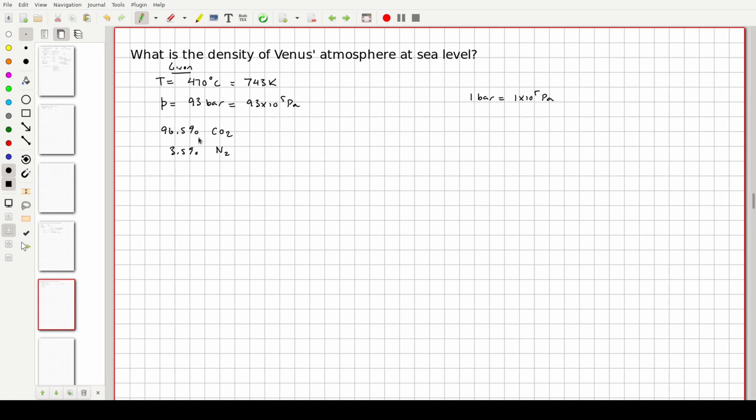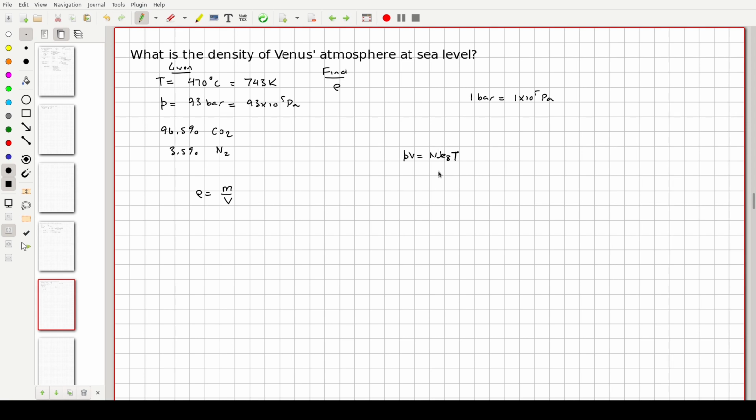Now, we want to find the density. But what is density? Density, we know, is just the total amount of matter occupying the volume. Now, if you look at the ideal gas law, the one I want to use here is the physics version. The physics version says PV is equal to N times k sub B times T.